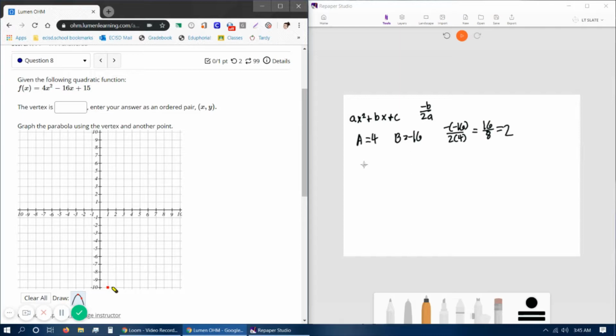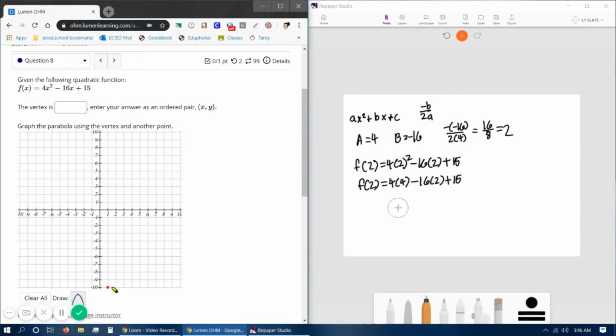I'll set this up as f of 2 equals 4(2 squared) minus 16 times 2 plus 15. In order of operations, exponents come first. 2 squared will give me 4, so I'll have f of 2 equals 4 times 4 minus 16 times 2 plus 15.